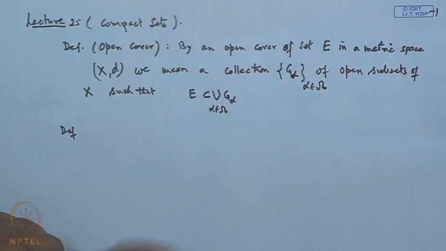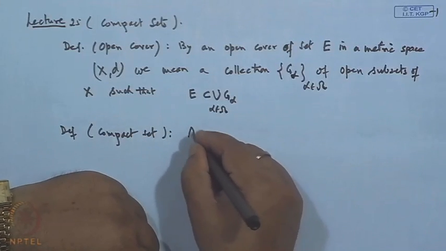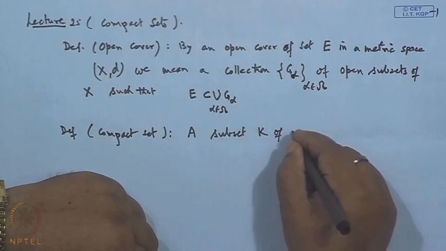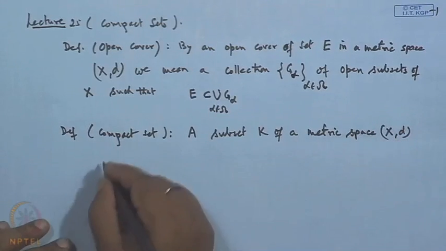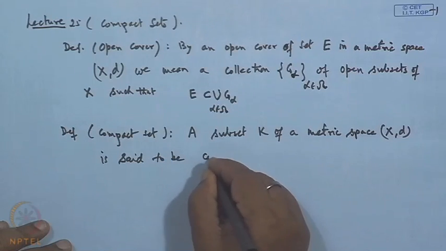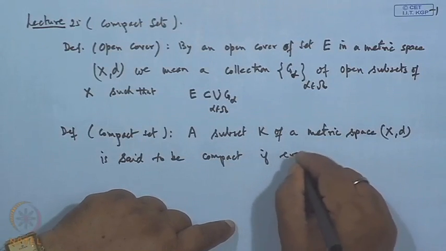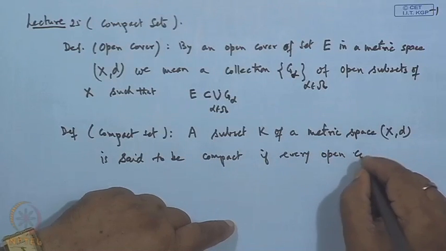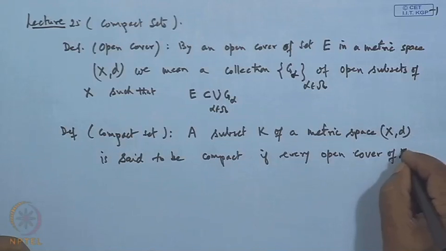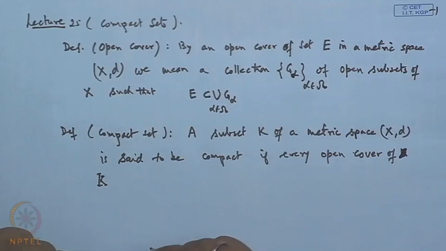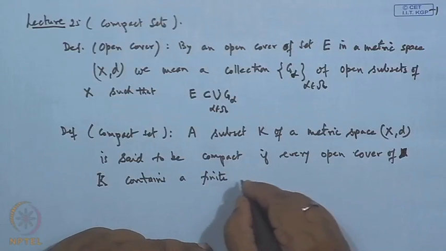So, we define the compact set. A subset K of a metric space (X, d) is said to be compact if every open cover of X, every open cover of K, every open cover of K contains a finite subcover.